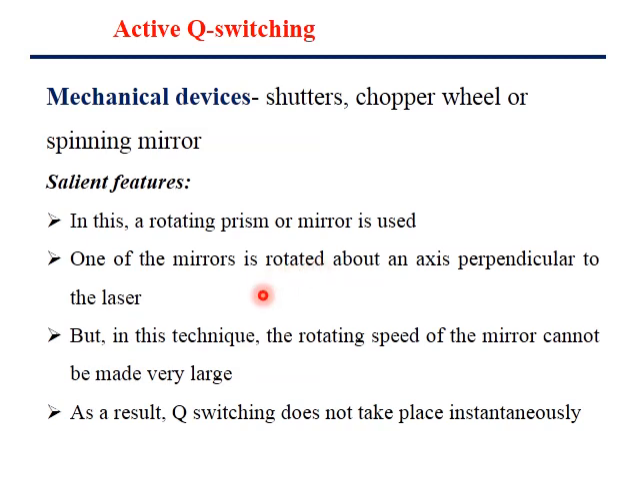Fine. But there are certain limitations to using a mechanical device as well. As mentioned, a rotating prism or mirror is used, so the rotating speed of the mirror cannot be made extremely high. We cannot make it very large, and as a result the Q switching does not take place instantaneously. There is a time lag, so it is not instantaneous. This is one demerit associated with mechanical devices. Alright. Okay.